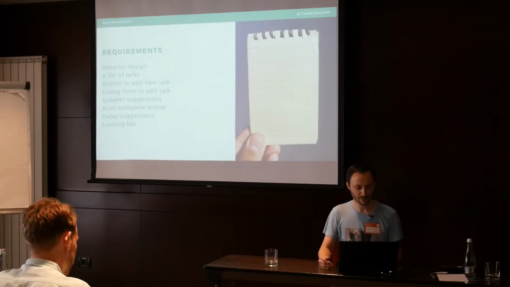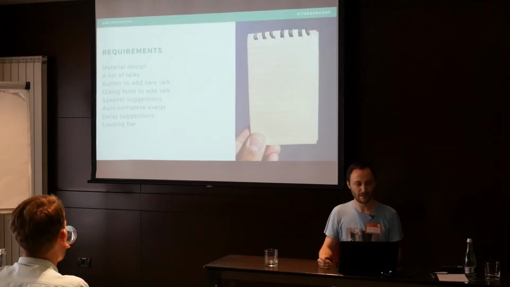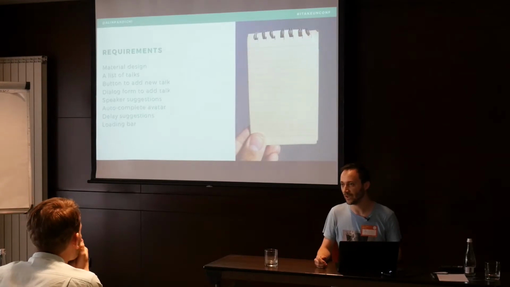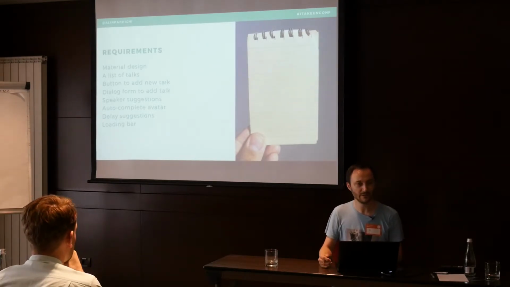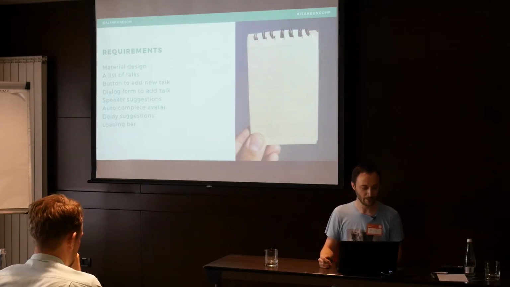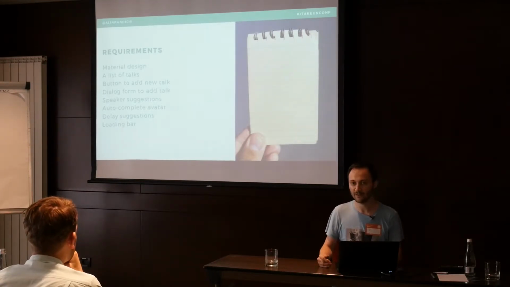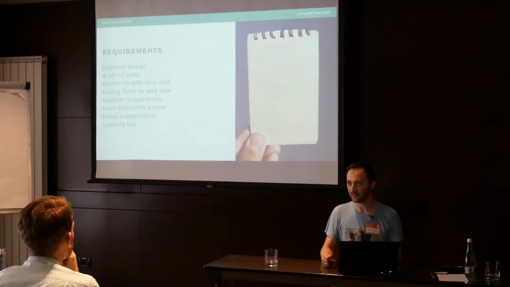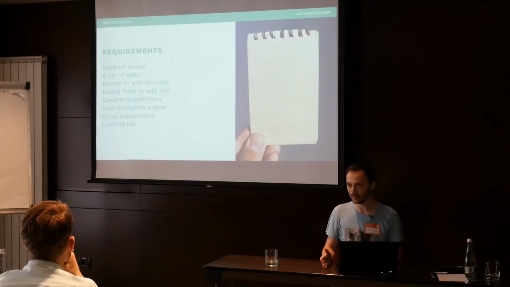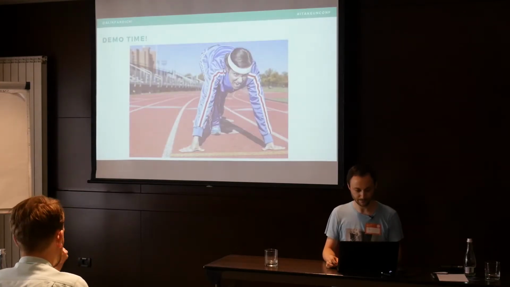So first of all, the product owner is saying that they want material design. It's the shiniest thing right now on the market, so we definitely have to have material design. We have to have a list of talks, a button to add a new talk, a dialogue that is displaying a form. The user has to have some speaker suggestions in case they want the same speaker. Autocomplete, delay, debounce, and a loading bar. I prioritize them in the order that I can tackle these requirements, and I start working on them one by one. So let's do just that.